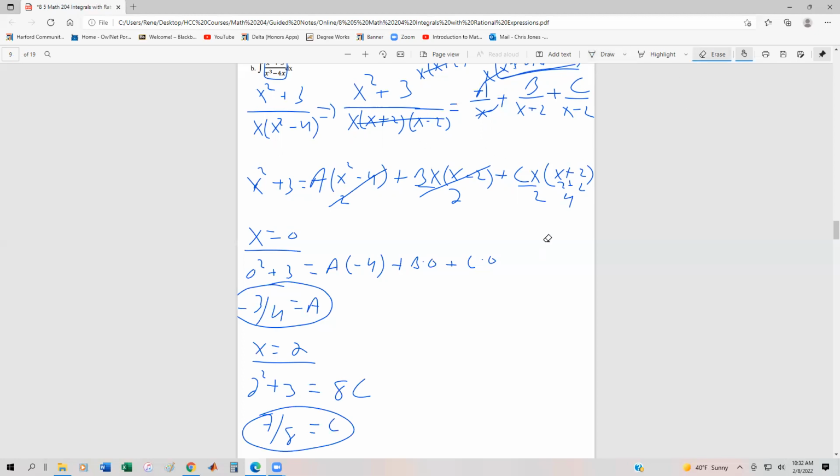And then finally, we can plug in one last nice number, negative 2, and that's going to cancel out the A and the C, and that'll leave us with the B term. So let me erase this.